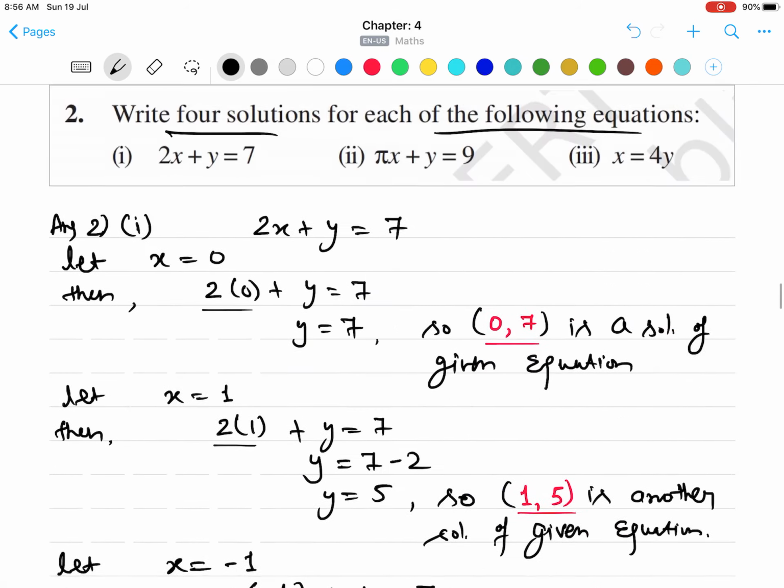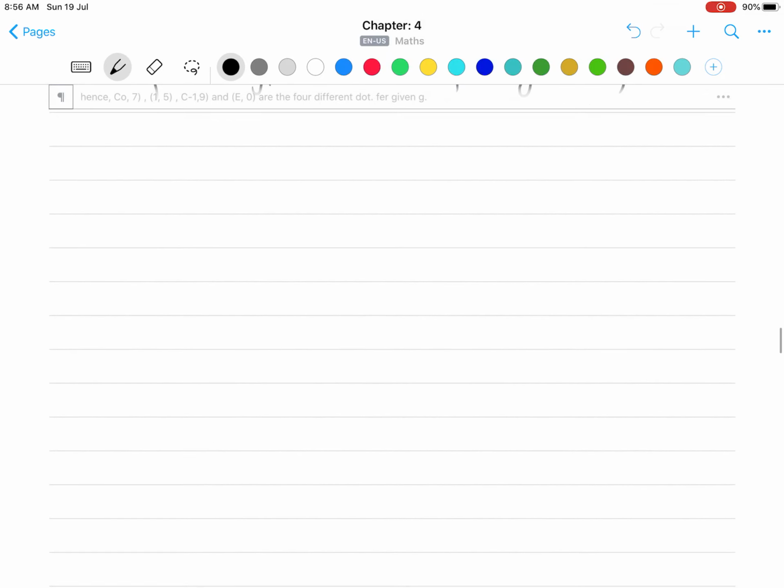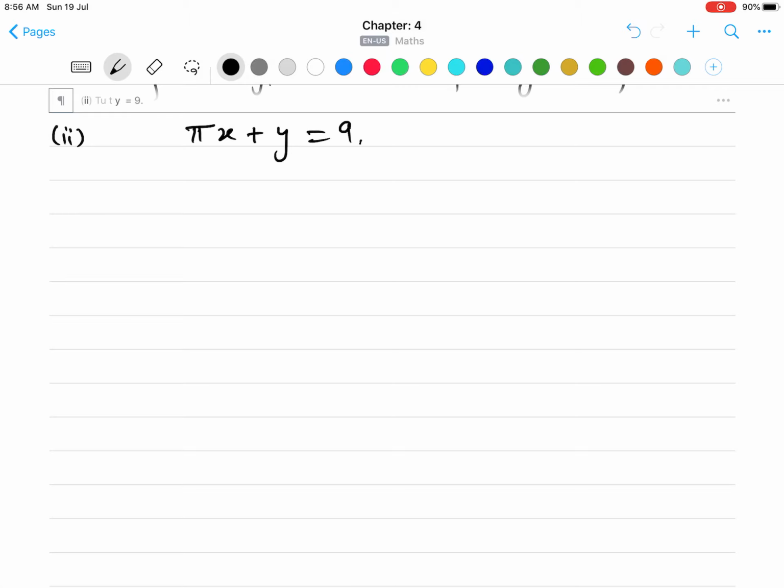Okay, so that's the solution of part 1 of question number 2. Moving ahead to the next one, we have part 2. The equation now given is pi x plus y equals 9. Okay, this is also very simple, just don't get confused with the pi here.